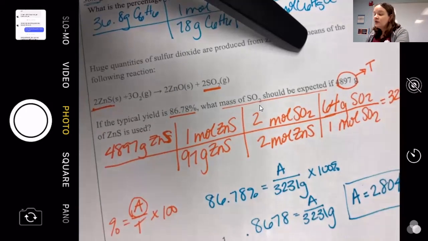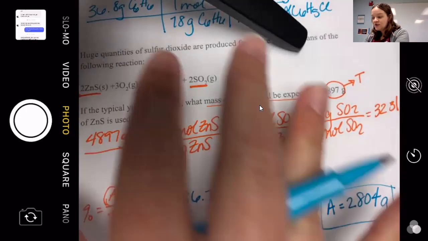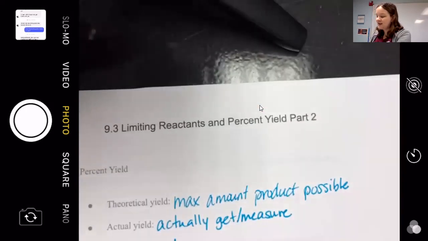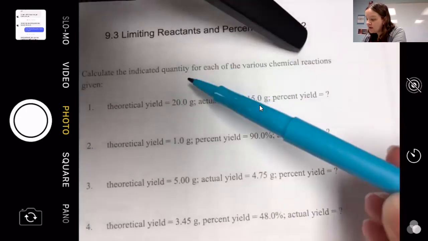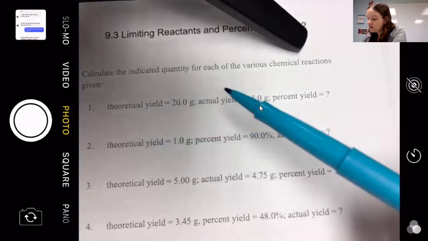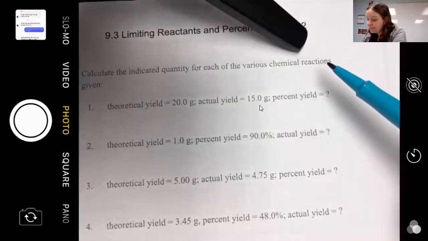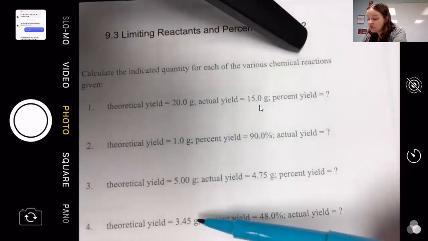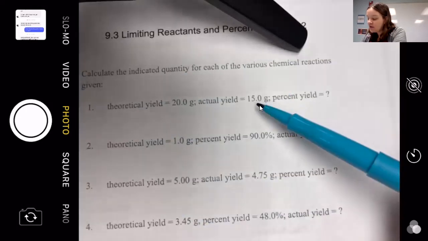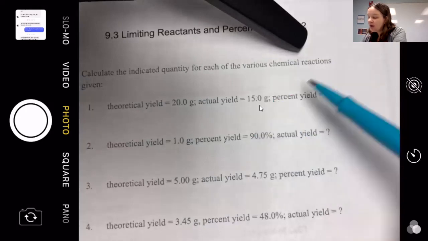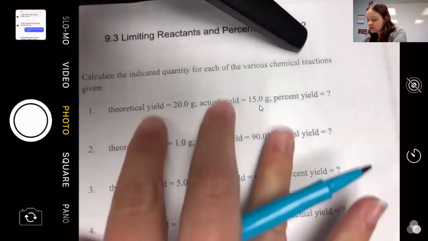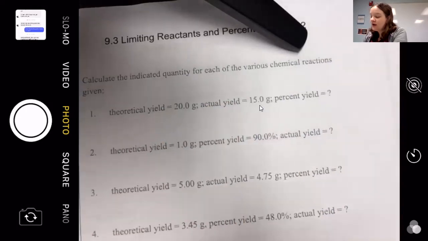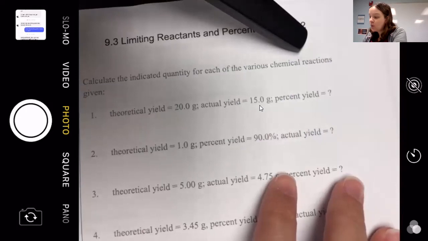All right, so using these two problems, the next page has you calculating. It gives you two out of the three parts that you need. So you're not having to calculate theoretical yield. It gives you that for all of them. And then it either gives you the actual or the percentage yield and wants you to find the other one. So pause the video for a second. Y'all try these four, see what you get, and then we'll come back and check. I'm going to keep working them.